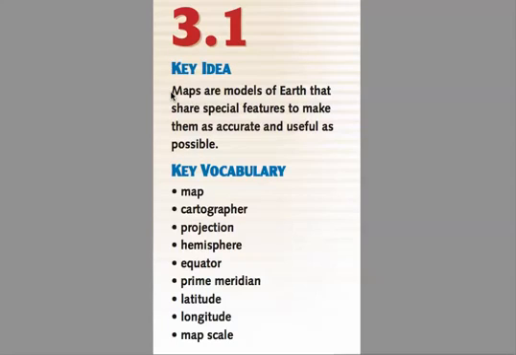Maps. Models of a spherical Earth. There are problems with maps. They have distortions, but we do what we can. Keywords: map, two-dimensional representation of a three-dimensional planet. Cartographer, person who makes maps, comes from Greek harte, which means map or paper, and grapher, to write. So writing a map, a projection. I'll show you what that means.